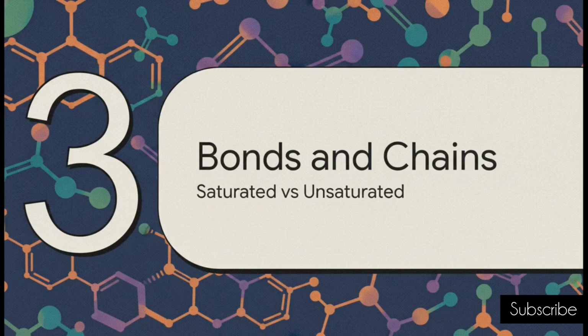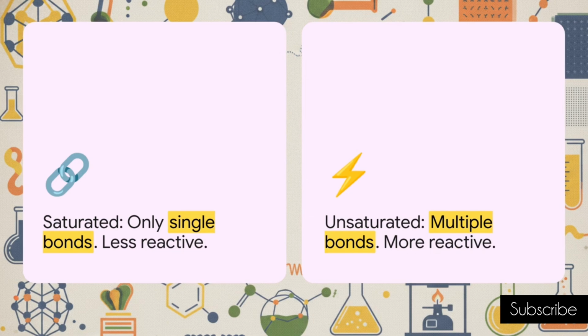Let's dive into Section 3, bonds and chains, saturated versus unsaturated. The absolute crucial distinction here is between saturated compounds and unsaturated ones. Saturated compounds, like ethane, use only stable single bonds. They're called saturated because carbon's bonding capacity is completely filled up, making them structurally chill and less reactive. On the flip side, unsaturated compounds like ethene or ethyne use highly reactive double or triple bonds. Their capacity isn't maxed out, making them much more reactive and ready to mingle chemically.